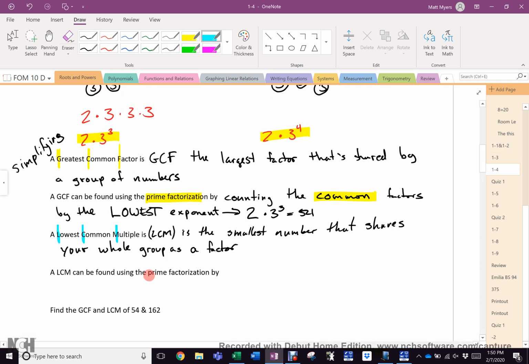Again, we use prime factorization just like before, but this time, instead of counting the common factors, we count all the factors by highest exponent. So, we have to count them all.